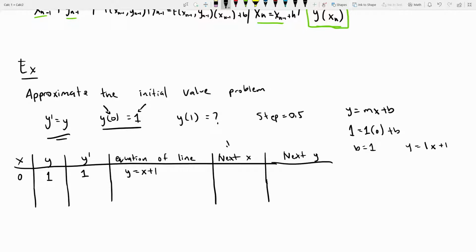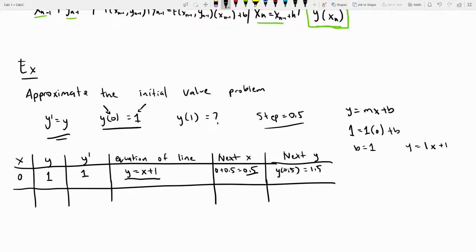And now we can compute the next x. Well, what is the next x? The next x value is the current x value plus the step value. In this case, the step value is 0.5. So it's going to be 0 plus 0.5, which is equal to 0.5. And now what is the next y? Well, the next y can be found by using the equation of the line. If we have our x value, all we got to do is plug it in, and we get that y of 0.5 is equal to 1.5. So now that we have our next x and next y, all we need to do is simply put them over here and restart this calculation.